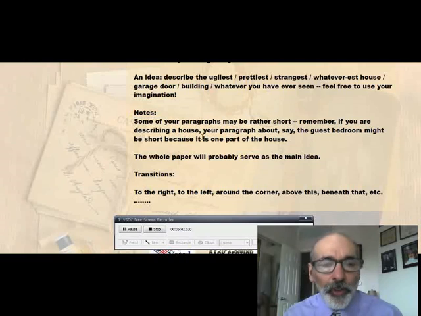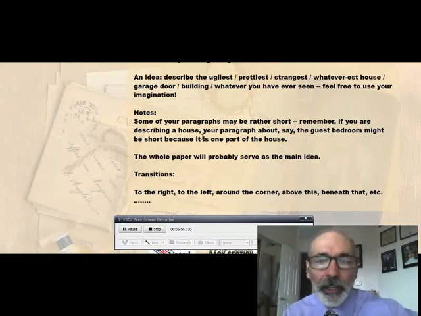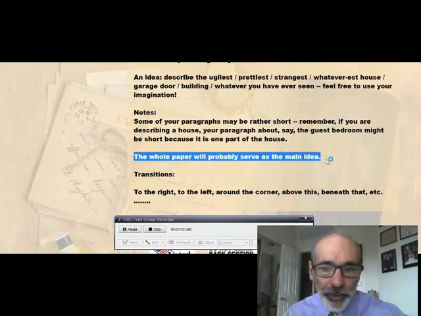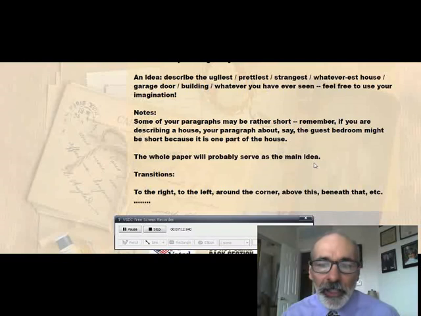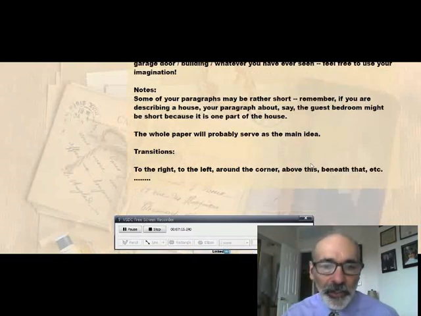What is interesting about the descriptive essay is that as opposed to, say, your narrative essay, which had a main idea in it, like the Jeff and Trudy example, this paper is different in that the whole paper would serve as the main idea. One textbook says it's a dominant impression. And so the next thing, guys, is about transitions.